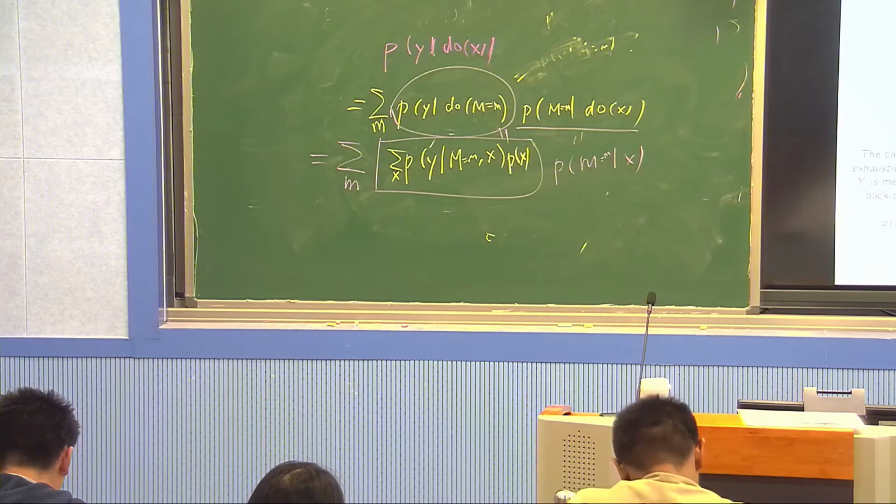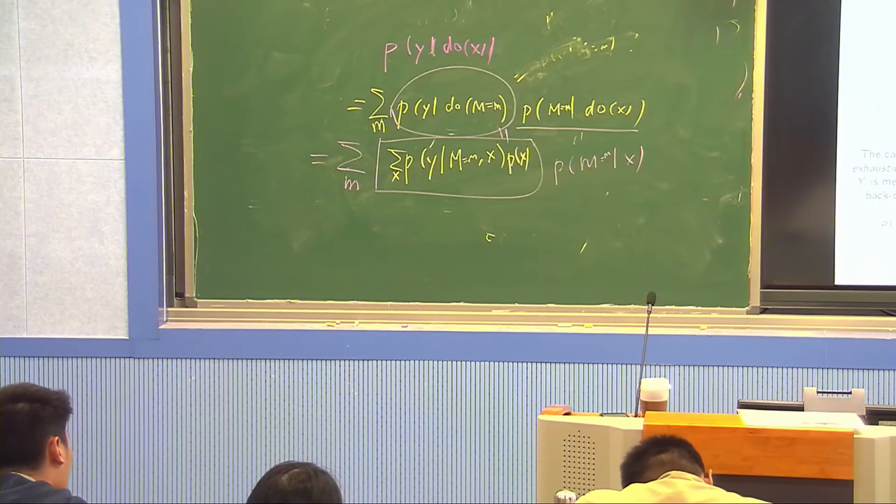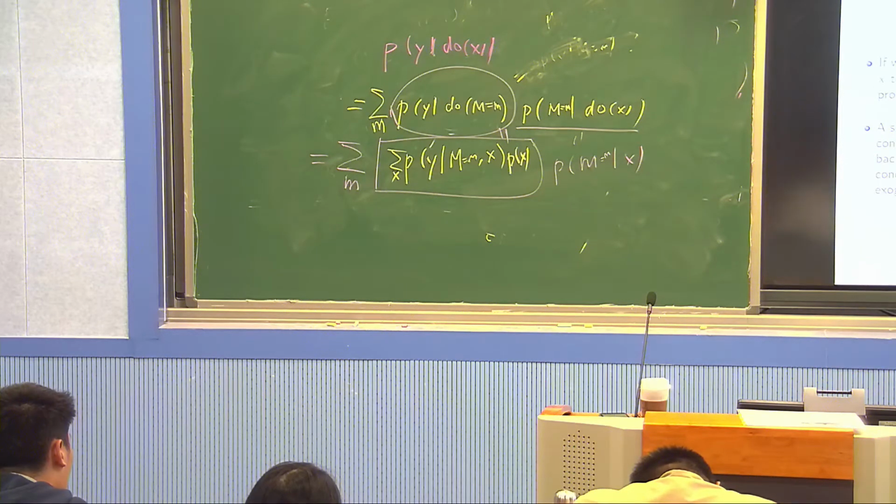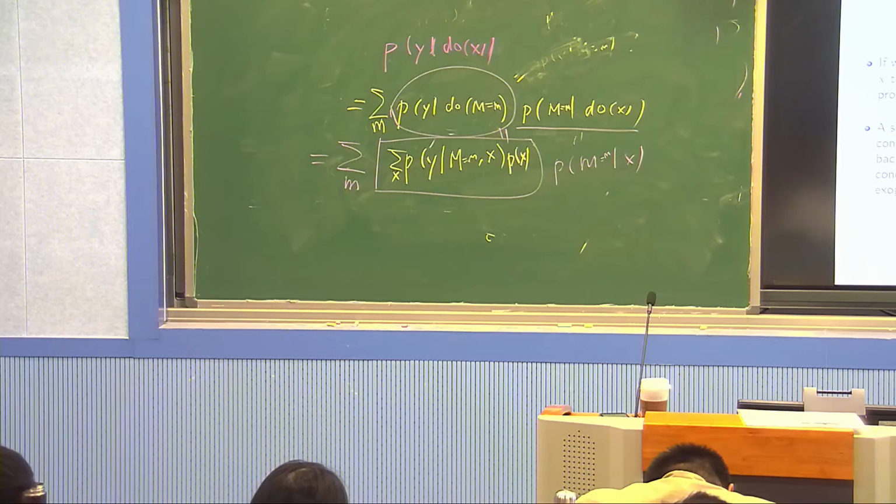So conditioning on m blocks all the causal paths. This is a causal path. This is not a causal path. A causal path means it goes from x to y. Okay, from x to y. So that's the first condition. The second condition is that no open backdoor path exists from x to this variable.